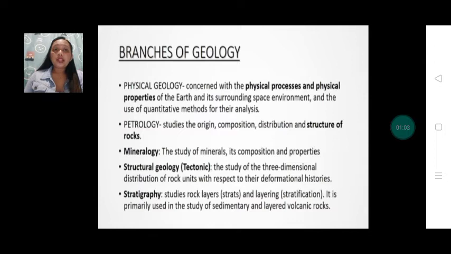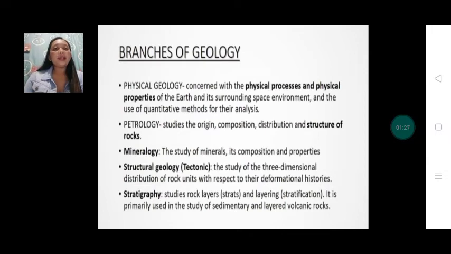So, geology also has branches. The first one is physical geology. Physical geology is concerned with the physical processes and physical properties of the Earth and its surrounding space environment, and the use of quantitative methods for their analysis. So, physical geology consists of the natural processes which bring about changes upon the Earth's surface.